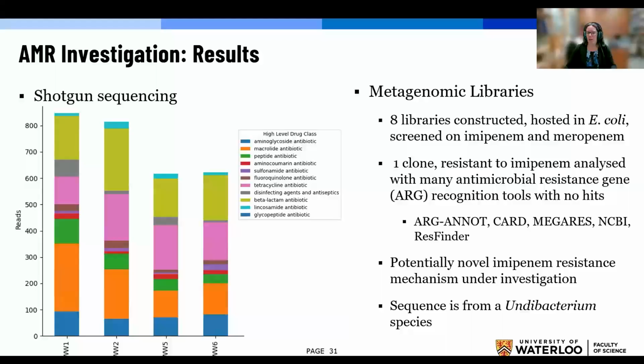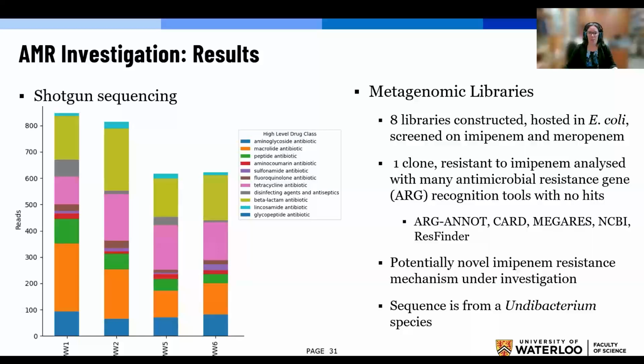So here are some quick examples of the kinds of results we can get from these experiments. On the left-hand side is a graph of all the different drug classes of AMR genes that were found in 4 different wastewater samples just through sequencing. For our interest in carbapenems like meropenem and imipenem, for example, we'd be looking for genes that fall into the beta-lactam resistance group, which is the second most prevalent group in these samples.